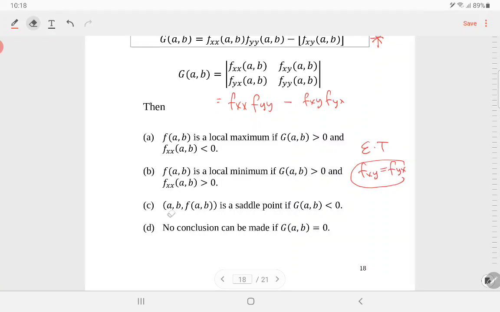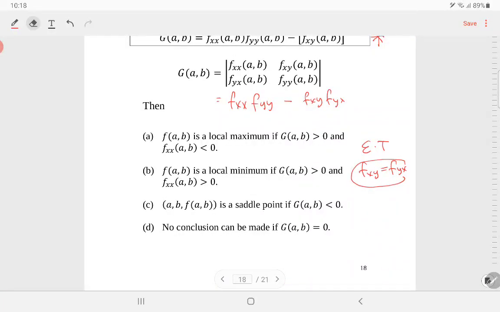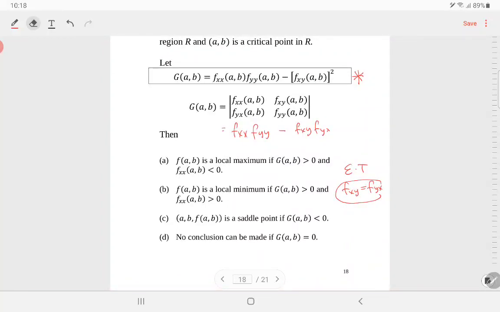And here we have a point (a, b), where a is the x coordinate, b is the y coordinate, and f(a,b) is the z coordinate. It is a saddle point if G(a,b) is less than 0. So if it's less than 0, you don't have to check for fxx. Straight away you know that is a saddle point. And the fourth is when G(a,b) is exactly 0. Then no conclusion can be made, meaning that we cannot use the second derivative test. Okay? Alright, so you do need to remember conditions A, B, C, and D.